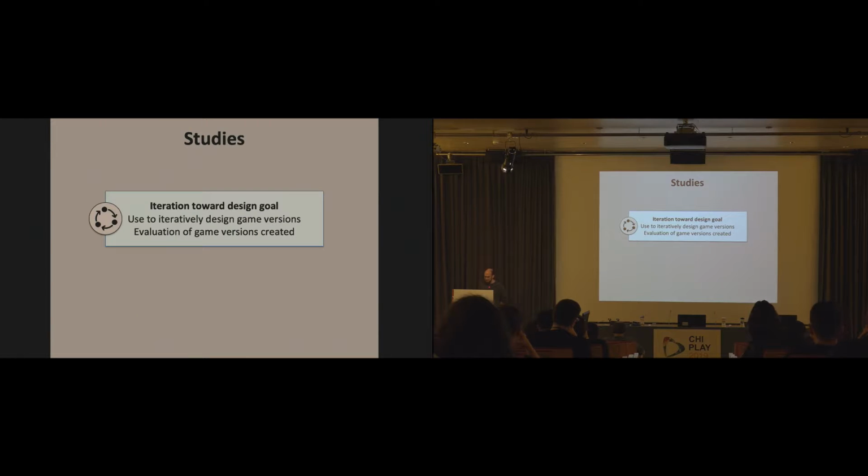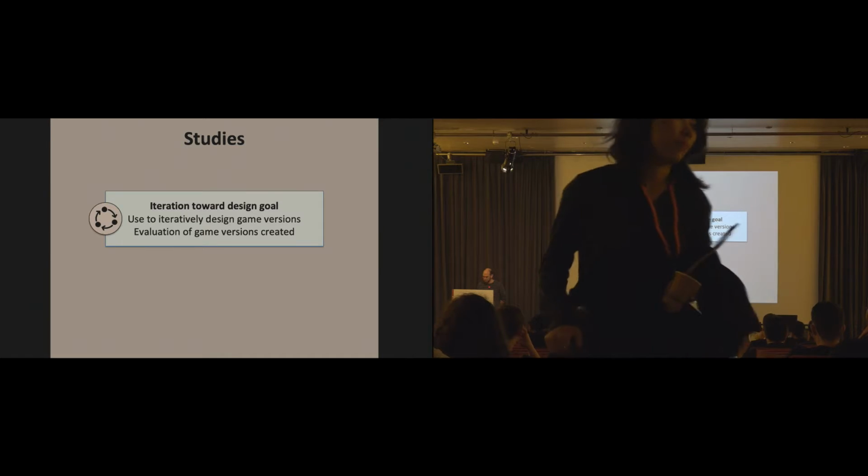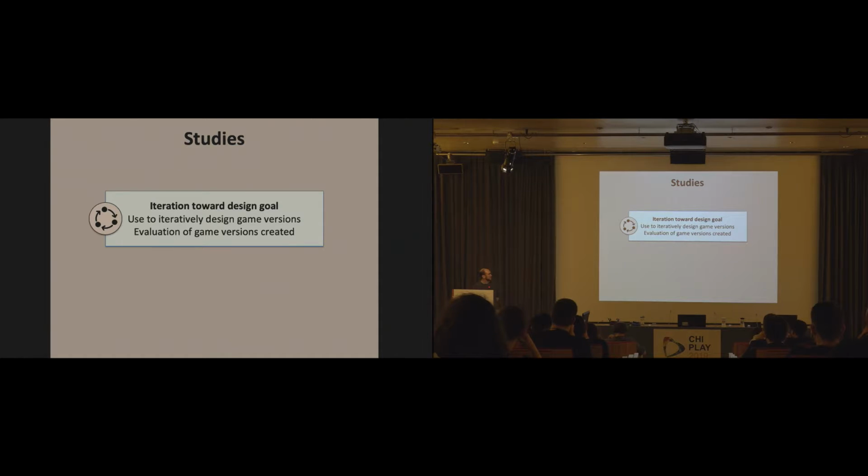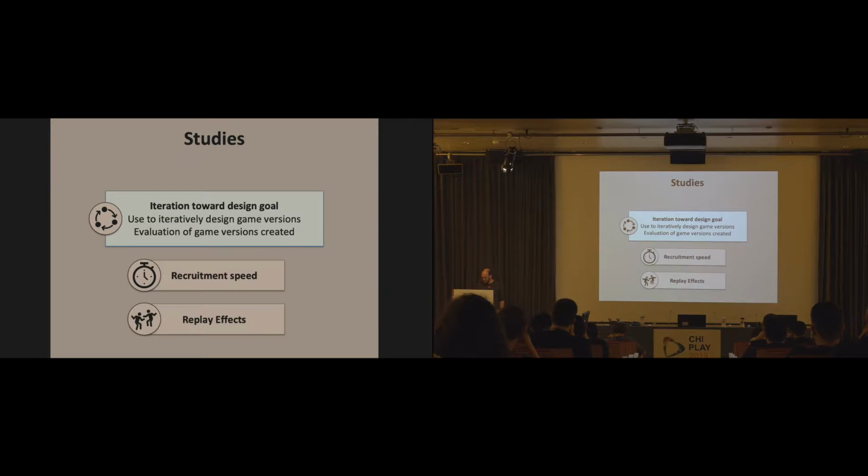In this talk, I'm going to present one study of one game that we did, examining how a designer used the system to iteratively edit a game towards a specific design goal, and then some evaluation of the versions of the game that were produced throughout that process. There's more information on another game in the paper, and also some follow-up studies that we did trying to reduce recruitment speed to get players to start playing the game faster, and looking at what happens if players end up participating in multiple playtests of the same game. But I'm not going to talk about those today.